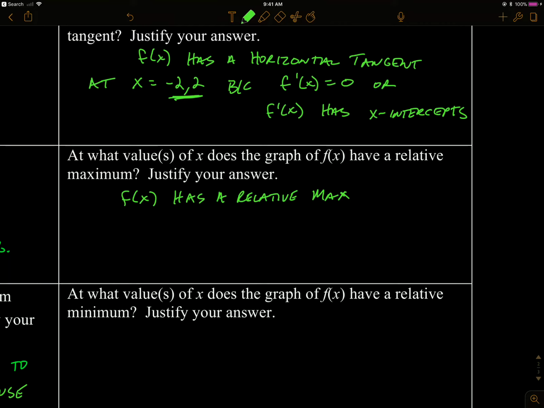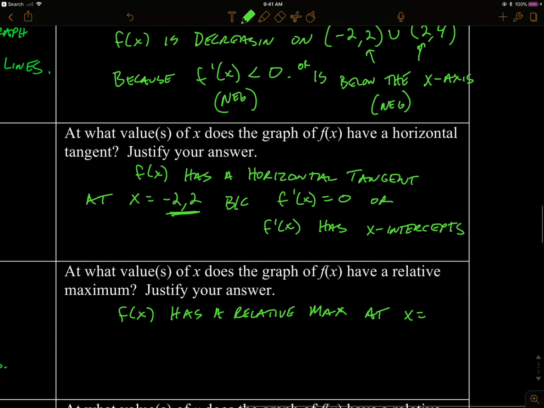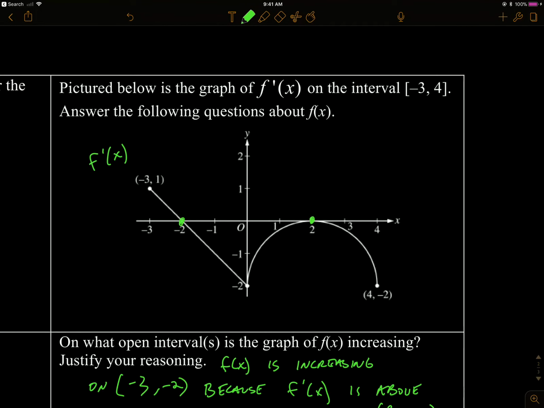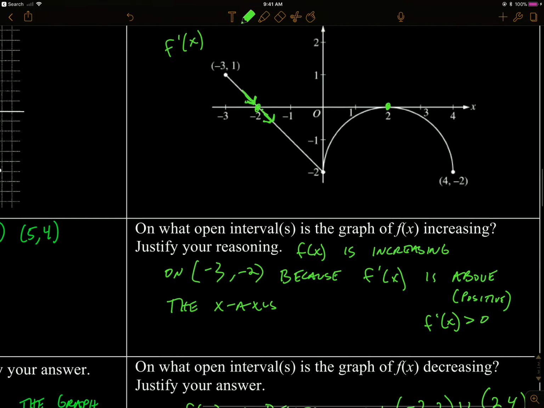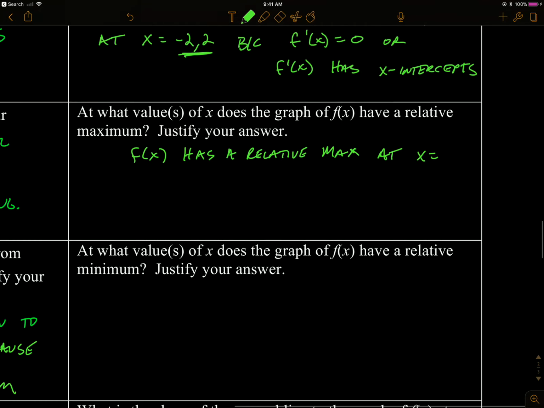So f of x has relative max at x equals, so I'm trying to look at those two zeros and see where it switches from above the axis to below the axis as I move through the 0 from left to right. So I have a maximum at -2.